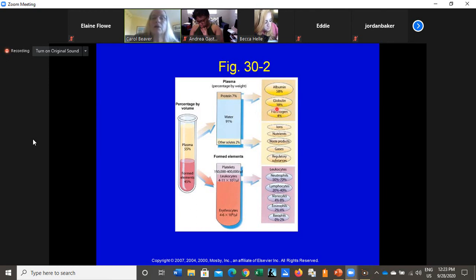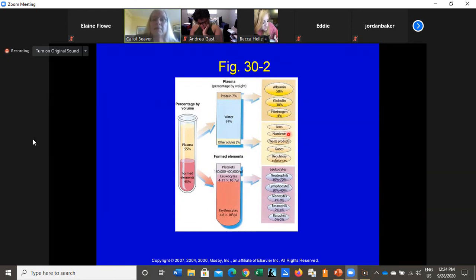And then the fibrinogen has to do with the blood clotting. And then you got water. We know where that is. And the other solutes are like the ions, sodium and potassium and calcium and magnesium and all that. And then other nutrients and waste products and gases and regulatory substances.